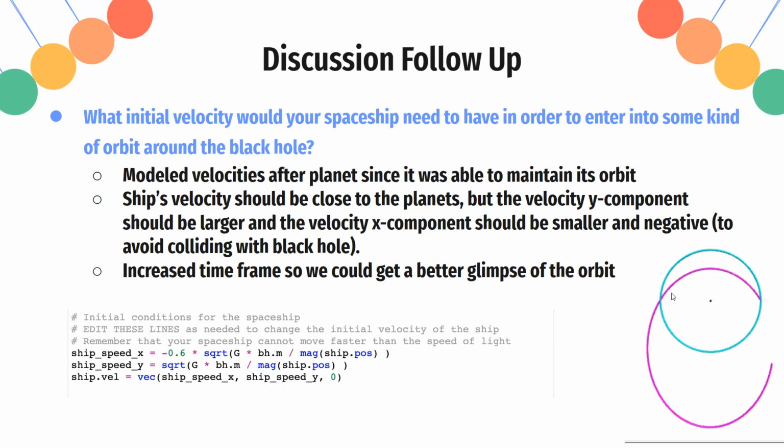And this little picture here shows the results of choosing those types of velocities. We also increase the time frame so we get a better glimpse of the orbit. And after we mess around with this, when you run the simulation, you can get the results of what the plot velocities could be.